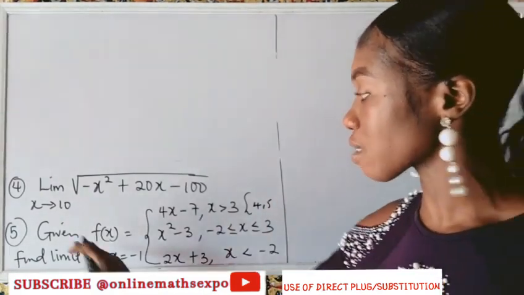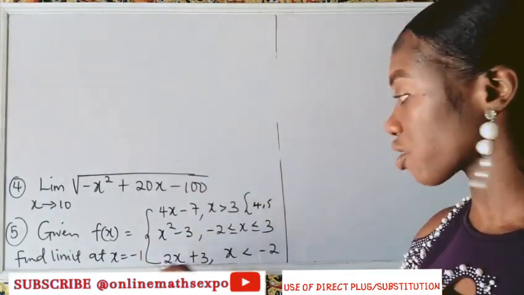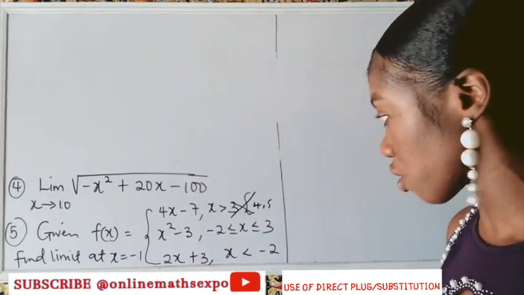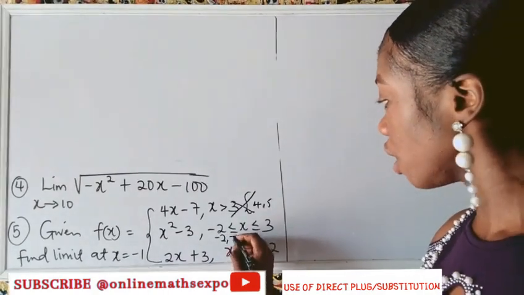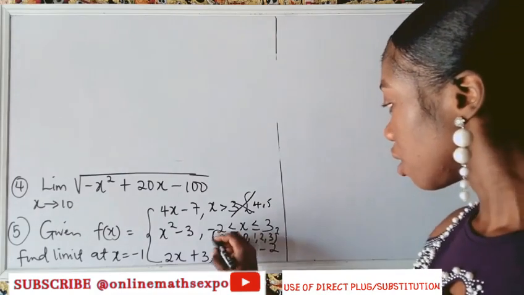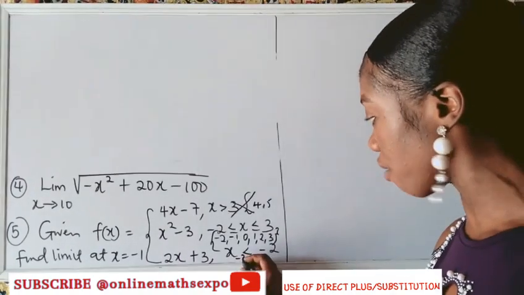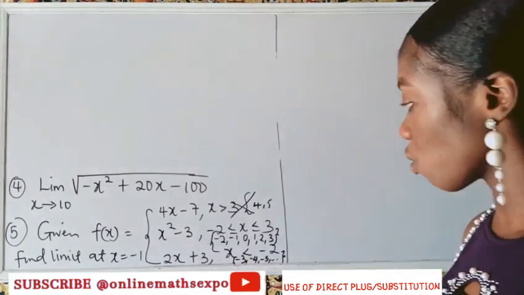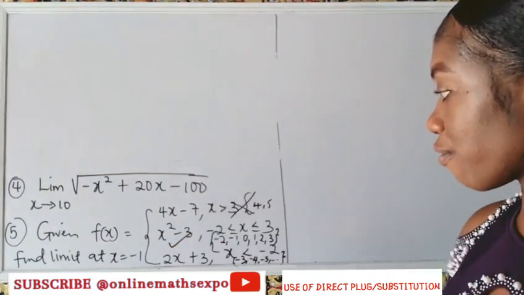But the question says, find the limit at x to be negative 1. So, which of these functions has x as negative 1? For the first function, it is not. Then for this, the values of x are between negative 2, negative 1, 0, 1, 2, 3. Then for this, we have x is less than negative 2. So we're going to have negative 3, negative 4, negative 5, and so on. So you see which of them has x as negative 1, and that is this function.